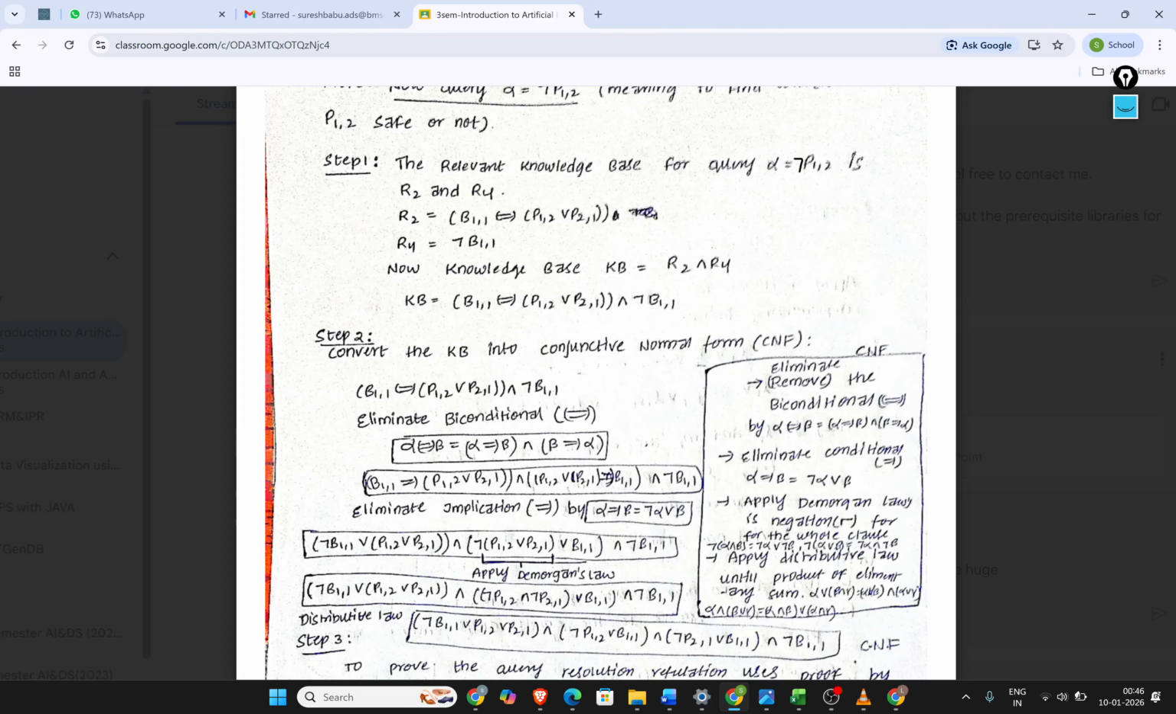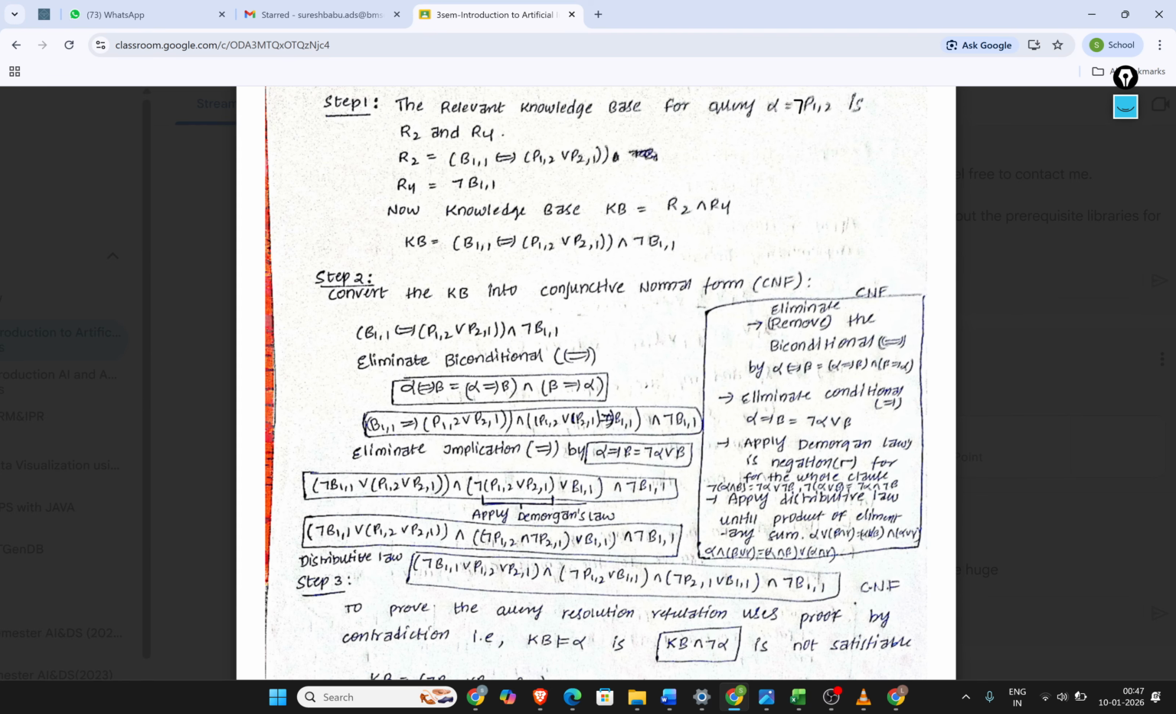Next, we need to apply De Morgan's law. Why do we need to apply De Morgan's law? If there is a negation outside of any clause, then we have to apply De Morgan's law and send that negation inside. So if you apply De Morgan's law, negation of p1,2 or p2,1 will become negation p1,2 and negation p2,1. So this is what resulted.